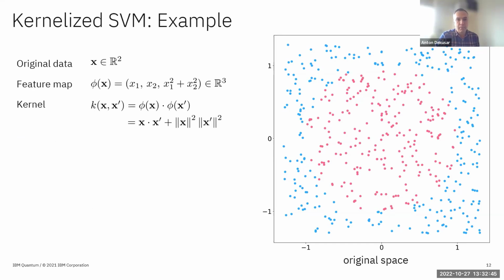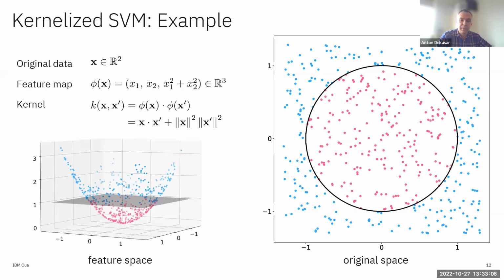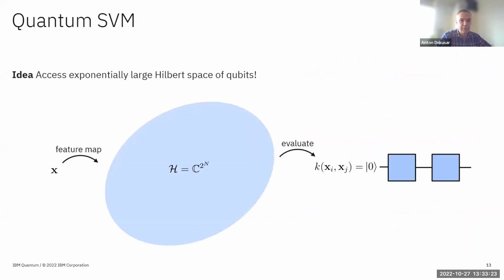For instance, we may introduce a feature map where we take the same coordinates x1, x2, and we add a third coordinate, x1 squared plus x2 squared. In this case, we may have a circle here. And if we consider that in 3D space, we can easily see that there is a hyperplane that separates blue dots and red dots. And this is the way we may train a kernelized version of support vector machine in classical representation. So what is quantum SVM in this case?